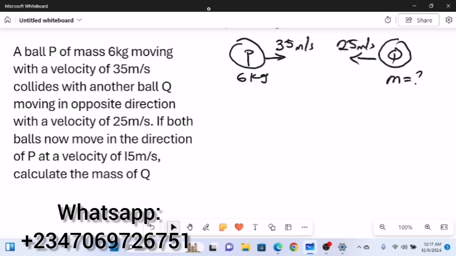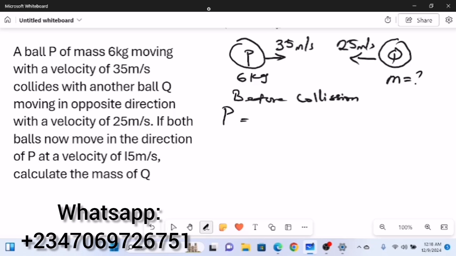Now, this is a situation before collision. So before collision, what then is our momentum? Remember, momentum before collision, let's call that P, is going to be equal to the sum of the momentum of ball P and that of ball Q.